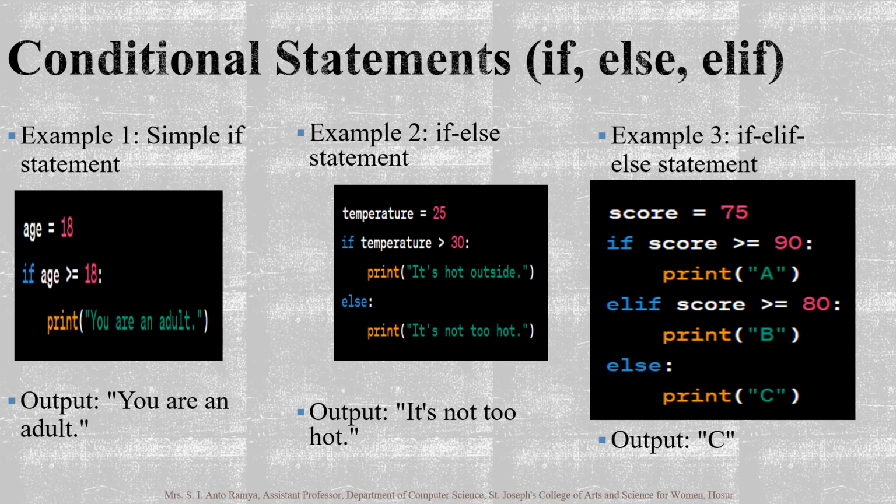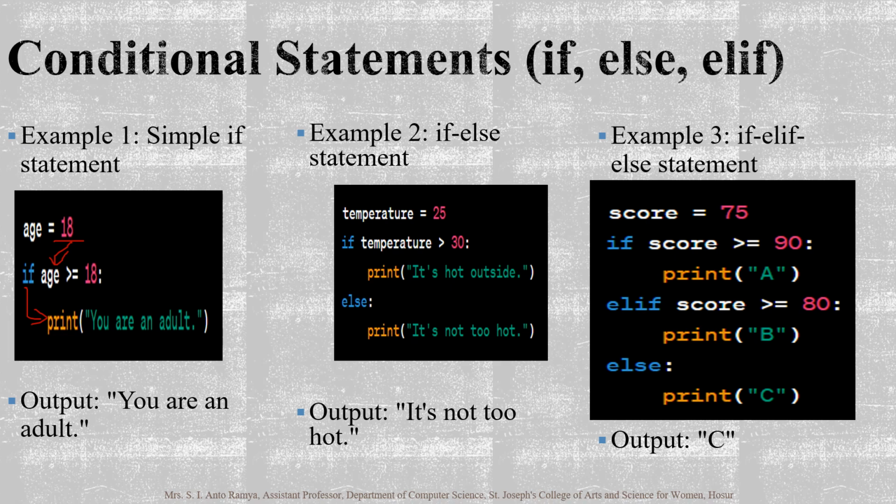Let's see it through examples. The first example, if you see here, age is equal to 18, if age is greater than or equal to 18. So the value of age is 18. You can substitute it here. If this is the condition, 18 is greater than or equal to 18 is true, because 18 is equal to 18. So we are starting the block. Since this is true, we are coming inside the block. Print you are an adult. So the output of this is going to be you are an adult.